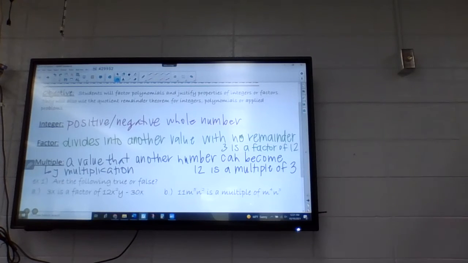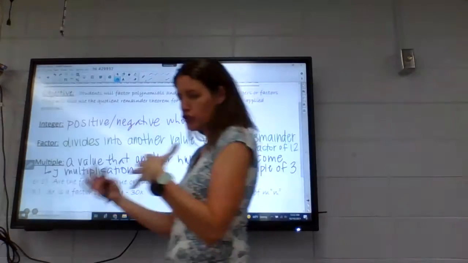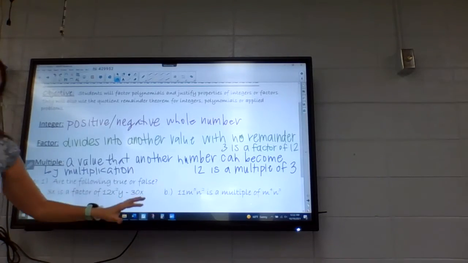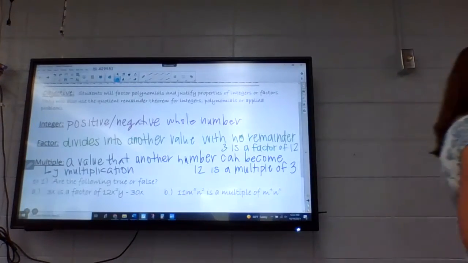Now it gets a little more confusing when we talk about this algebraically, so that's what we're going to do here in a second. Are the following true or false? We're also going to show how we know that they're true or false, with a little more explanation. So, 3x is a factor of 12x to the second y minus 30x. Can 3x divide into that with no remainders?